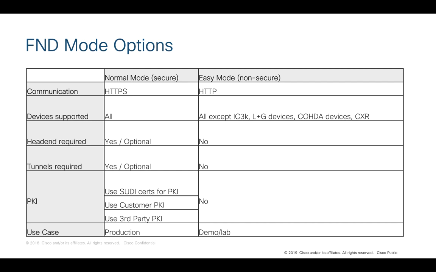Typically, you're requiring a head end and tunnels, and basically use certificate-based mutual authentication with the FND. So there is a PKI infrastructure involved, or certificates from, let's say, the SUDI certificates that are burnt onto the router. FND supports using SUDI certificates for establishing the secure communication, or you can have certificates provided by the customer's PKI, or use a third-party PKI provider. Whereas in the easy mode, you don't need any of that. You can bypass all of the secure requirements.